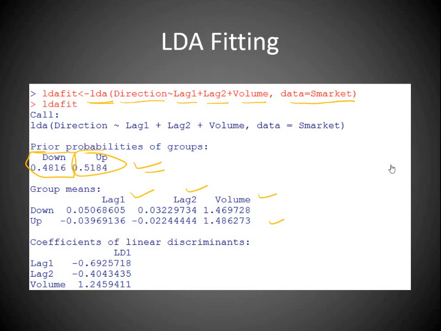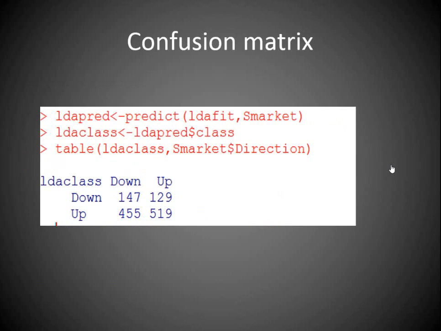You'll get the coefficients of linear discriminants. The lag 1 coefficient is 0.69, the lag 2 coefficient is 0.40, and the volume coefficient is 1.2. So that's the output that you will be getting in the LDA, and you can actually use this to predict how the model is doing. We'll use the same data set for prediction purposes as well.